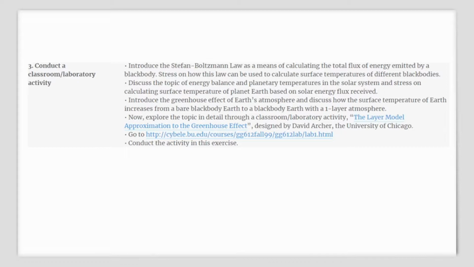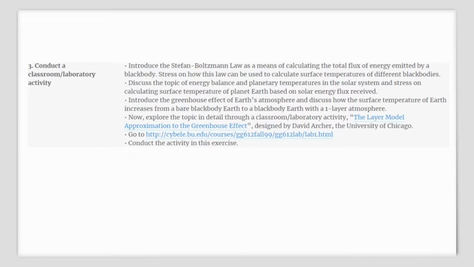You can introduce the Stefan Boltzmann's law as a means of calculating the total flux of energy emitted by a black body. Stress to your students how this law can be used to calculate the surface temperature of different black bodies. You can discuss the topic of energy balance and planetary temperatures in the solar system and show that the surface temperature of planet Earth can be calculated on the basis of the solar energy flux that it receives.